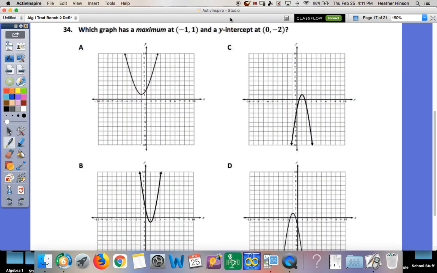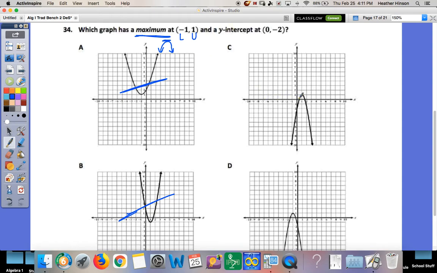Which graph has a maximum at (-1, 1) and a y-intercept at (0, -2)? So a maximum is going to be at the top of your graph. So that eliminates A and B. And we want that maximum to be at (-1, 1). So we're going to go left 1 and up 1.